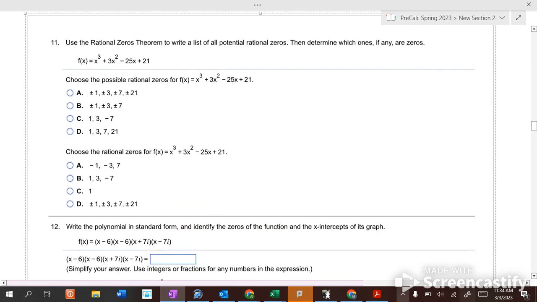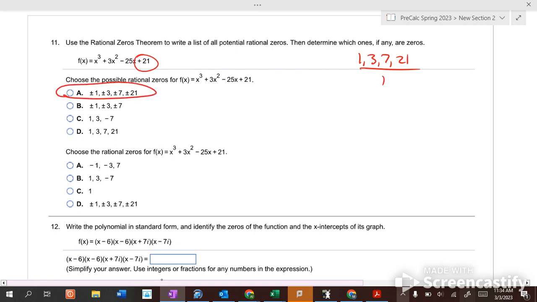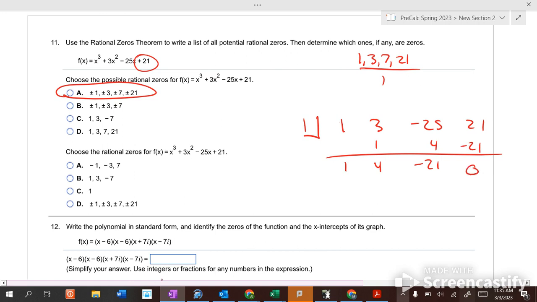Okay? What are the possible roots of this? Well, 1, 3, 7, 21 goes into there, divided by 1. And so it's plus or minus all these. What are the roots of these? Well, that's where you just start trying. 1, 3, -25, 21. You try a 1 first. 1, 1, 4, 4, -21, -21, 0. Hey, that worked right off the bat.